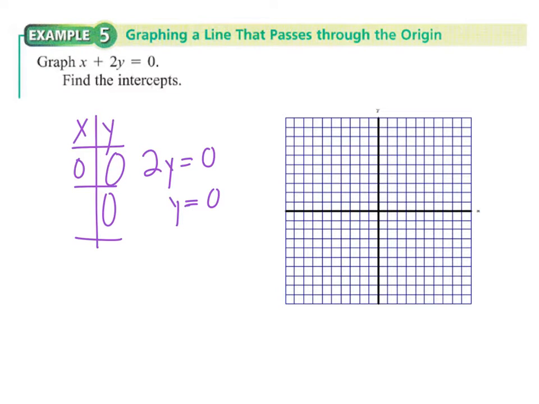You could do the same thing when y is 0 to find out that x is 0, but it's just that one point. So in the case where the graph goes through the origin, that one point is both intercepts. So both the x and the y-intercepts are 0. It's that one point covers both. So if we're going to graph that, we need to come up with some other point. There's a few different ways to do that.